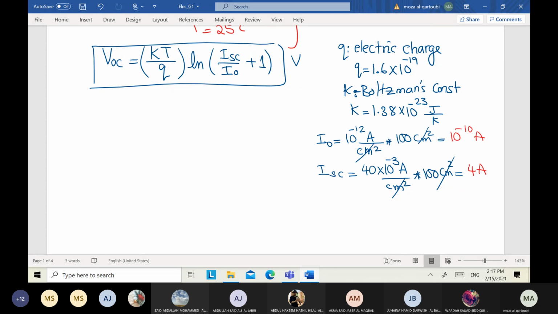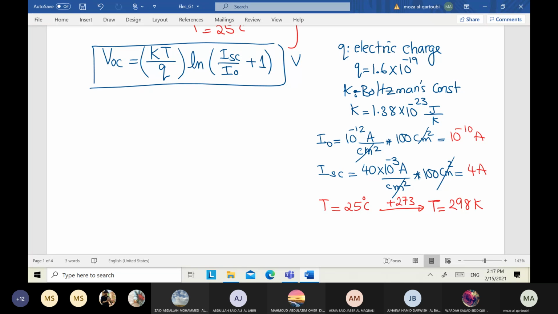No, only the temperature now. Temperature will be in Kelvin. Temperature equals 25 degrees C, so it should be changed to Kelvin, plus 273. So the temperature will be 298 Kelvin.